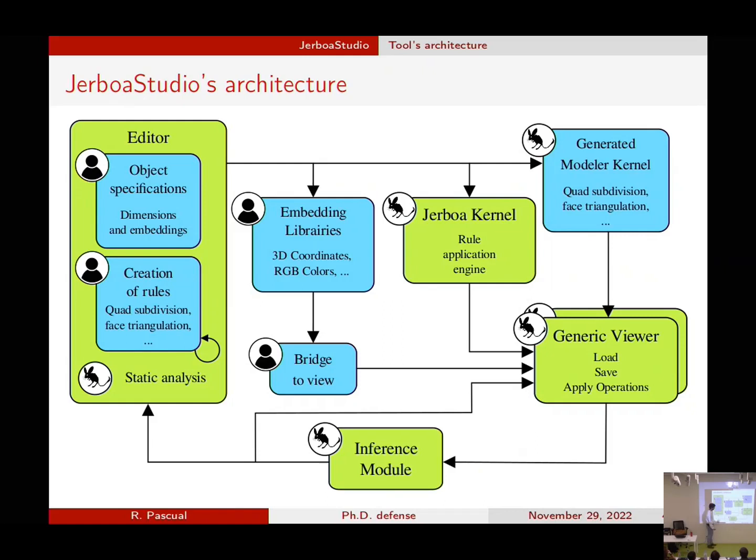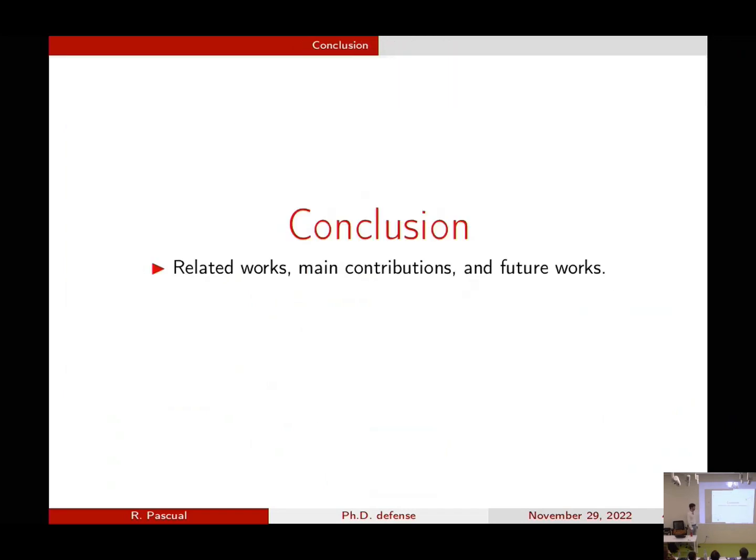And because Java is a wonderful language, we can do reflection and directly modify the states of the code to add the inferred operation back in our viewers. So now it's time to conclude.